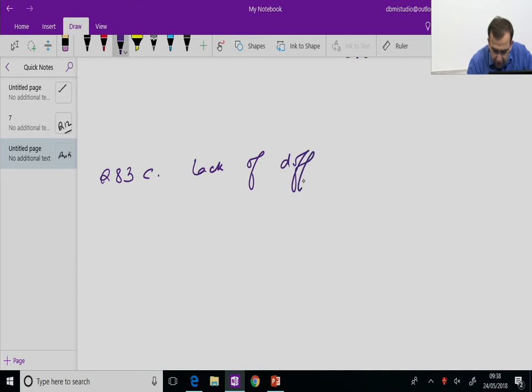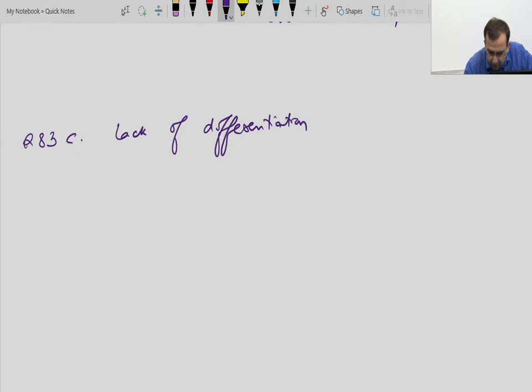Lack of differentiation is called anaplasia. Next point, the opposite of anaplasia is the extent to which the neoplastic cells resemble normal. That is called differentiation. So lack of differentiation, anaplasia.